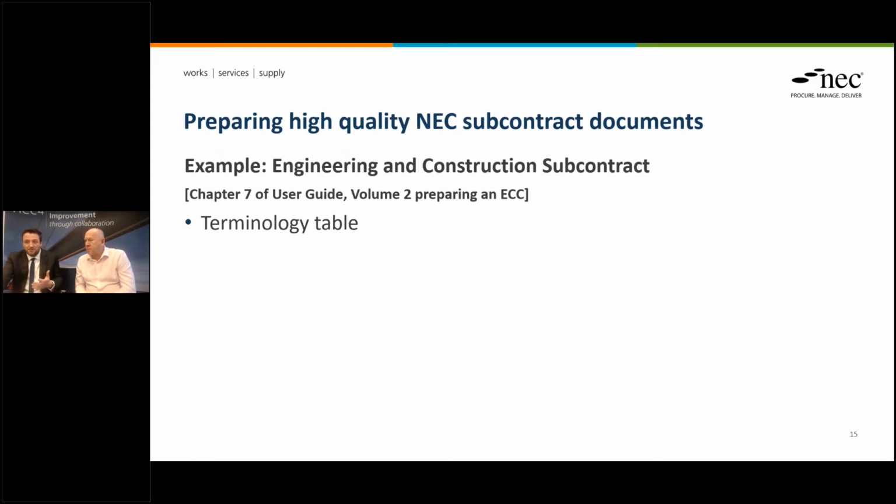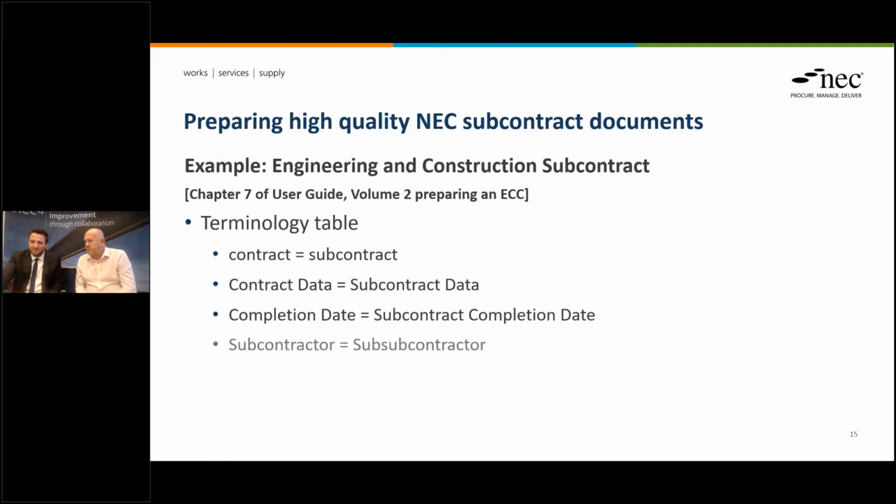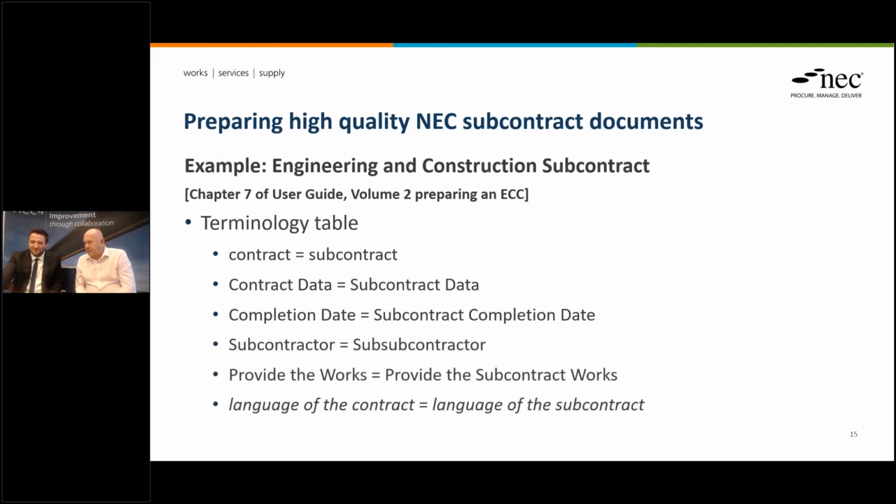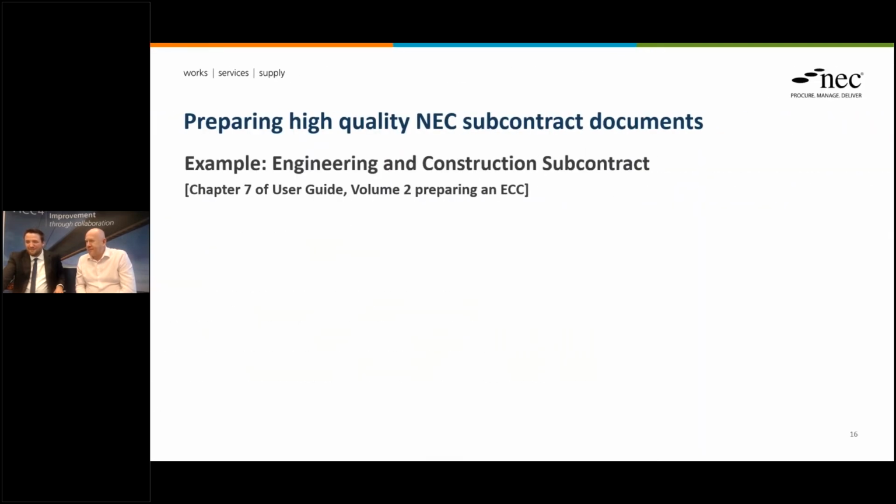So there's a terminology table which is just giving you these differences. So contract becomes subcontract, contract data becomes subcontract data. So I'm pretty sure scope is subcontract scope. If anybody can think of a better word than subcontractor, do let us know. That was in NEC3 as well. And then also subcontract data checklist as well.